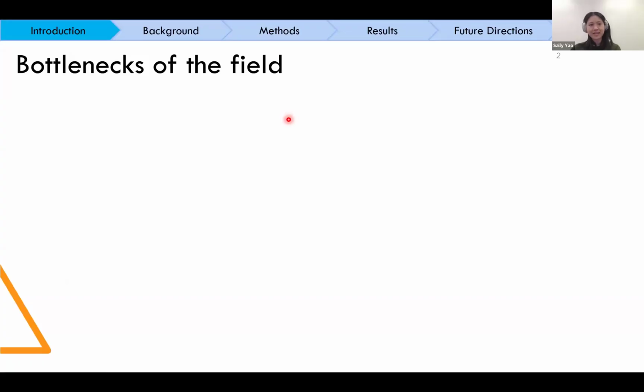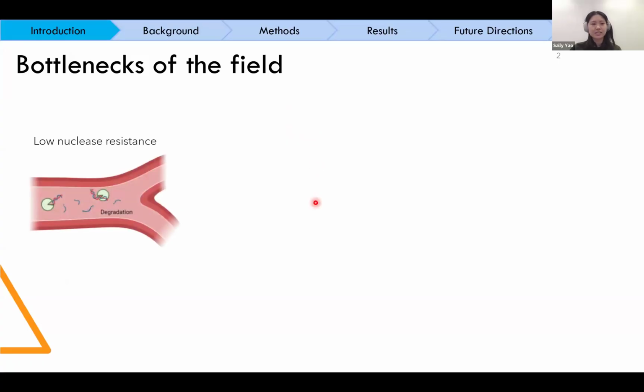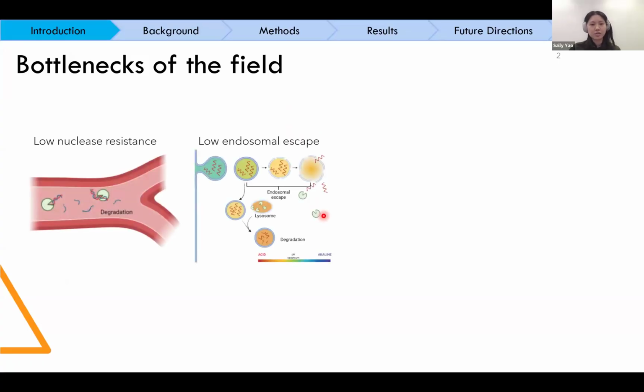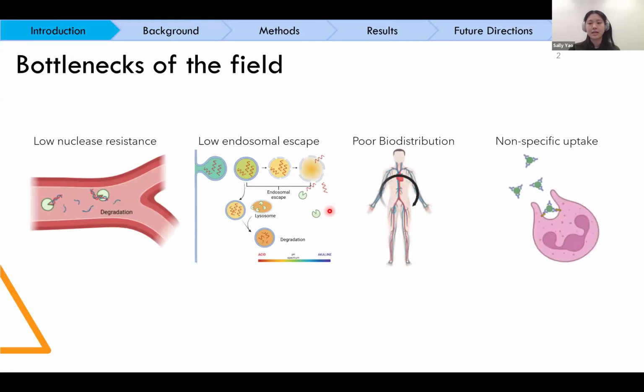I happen to be here to share my project on enhancing mRNA stability through small molecule nucleic acid supramolecular assembly. As you all know, the bottleneck of the field of nucleic acid therapeutics is that nucleic acid suffers from low stability. There are also delivery problems such as low endosomal escape, biodistribution, and non-specific uptake. For this talk, I'll mainly focus on tackling the low stability, nuclease resistance problem.